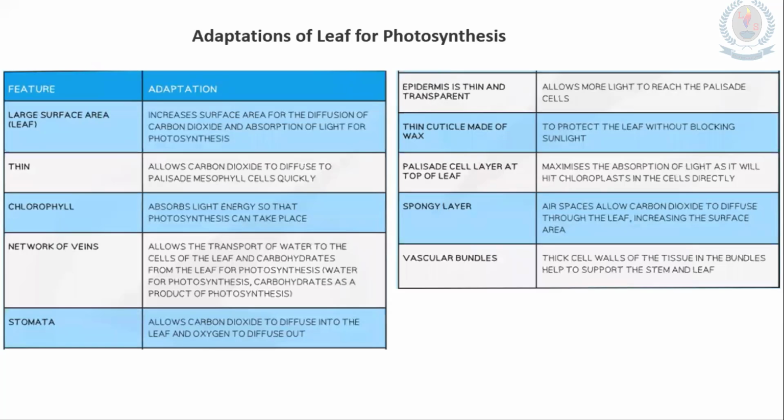Alright. So here, in order to maximize the rate of photosynthesis, these leaves have a large surface area. Large surface area means that even if we consider a certain plant, that plant contains a huge number of leaves. That is how the plant increases its surface area. This facilitates light capturing, and the leaf is very thin, so this allows carbon dioxide to diffuse to the palisade mesophyll.